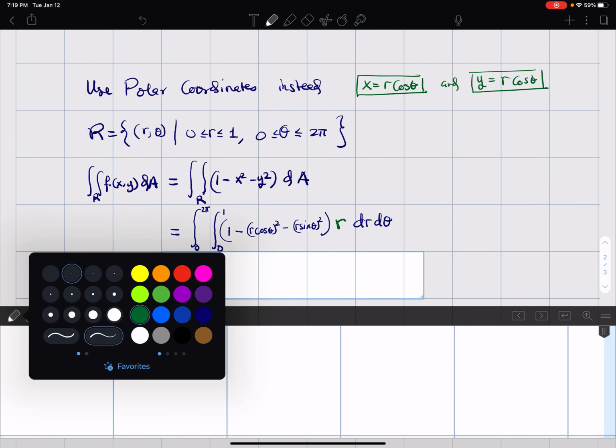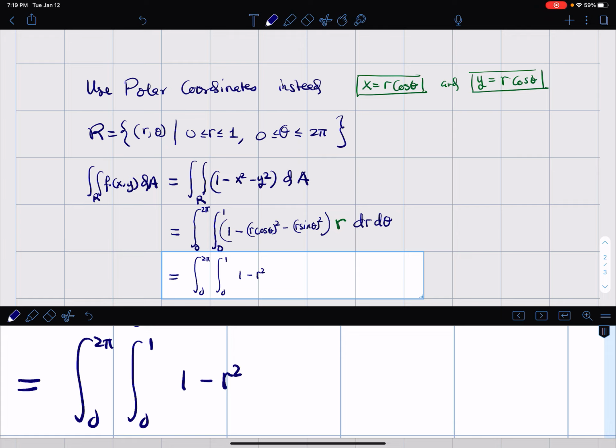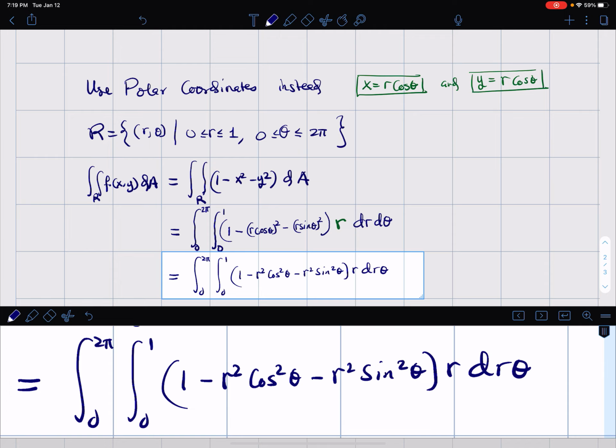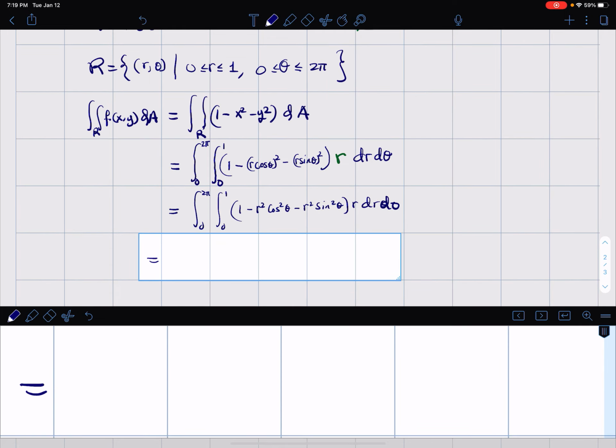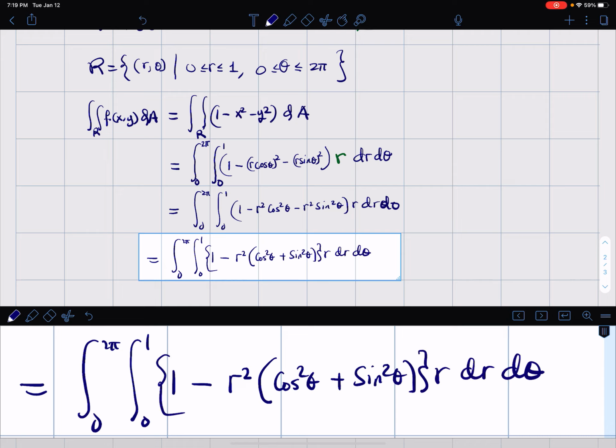Okay? Now, the next thing we have to do is to simplify this. This is 0 to 2 pi, 0 to 1. So this is going to be 1 minus r squared cosine squared theta minus r squared sine squared theta times r dr d theta. All right, keep going. You have 1 minus, you can factor out an r squared, and then you're left with cosine squared theta plus sine squared theta, and then you have r dr d theta.